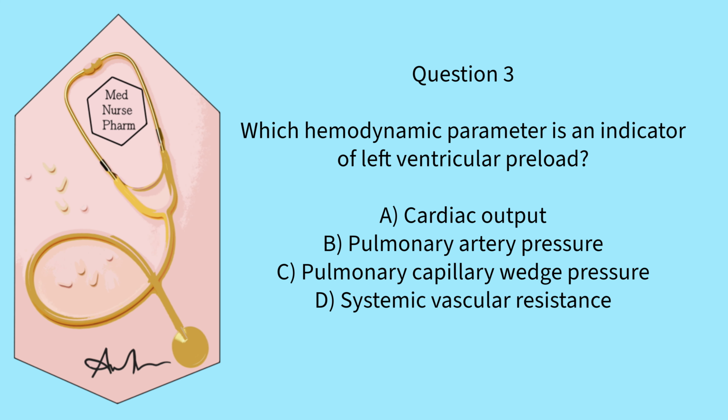Question 3. Which hemodynamic parameter is an indicator of left ventricular preload? Cardiac output, pulmonary artery pressure, pulmonary capillary wedge pressure, systemic vascular resistance. Pause the video and select your answer.